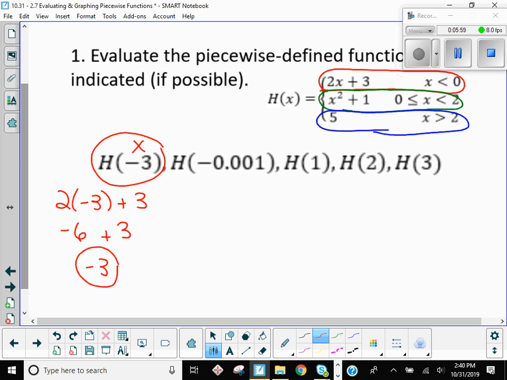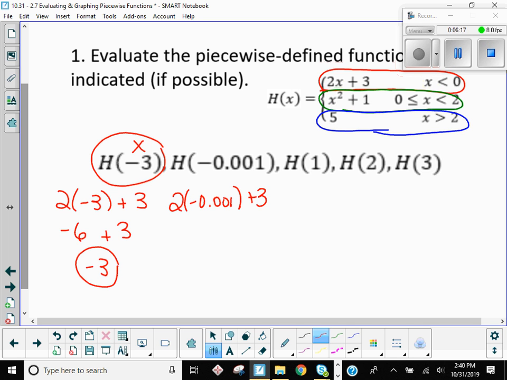And so if negative 0.001 belongs to this domain restriction, x less than 0, we take that value and we plug it in to the 2x plus 3. Those are corresponding with each other. So it's 2 times negative 0.001 plus 3.